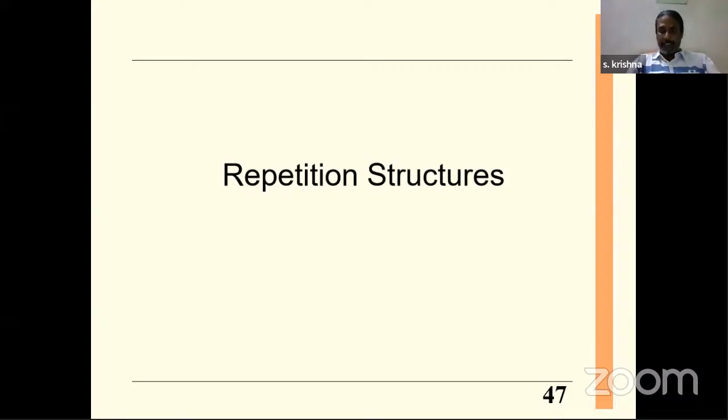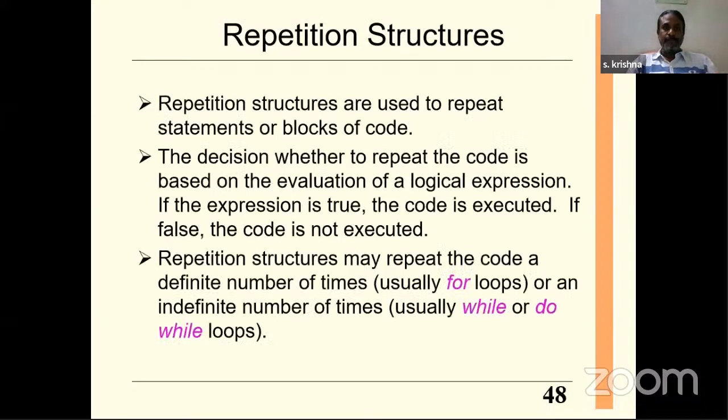These repetition structures we will see one by one. Repetition structures are used to repeat a statement or block of code multiple times. The decision whether to repeat the code is based on a logical expression. These logical expressions are very important to check whether you want to execute the code or not. If the expression is true, the code is executed. If the expression is false, the code is not executed. Usually we have the for loop, while and do while loops.